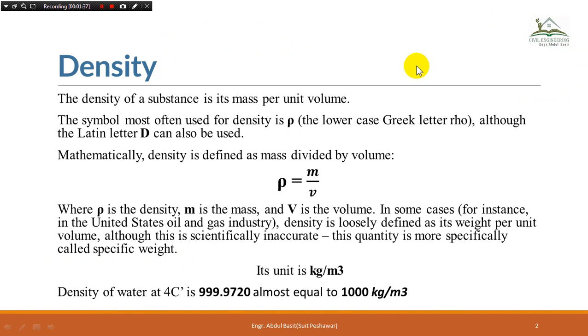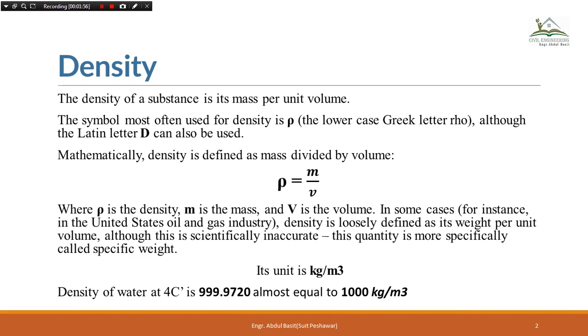For example, density is one of them, as we have discussed a few terminologies in the previous tutorial as well. You can go to that video for further discussion. Next we have the density.